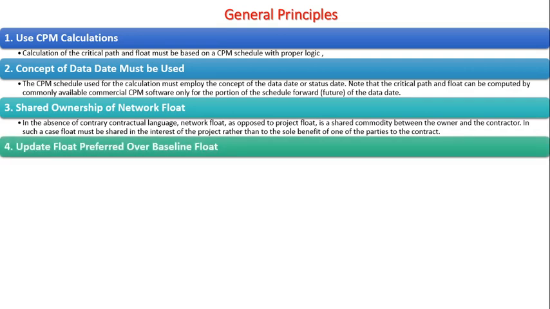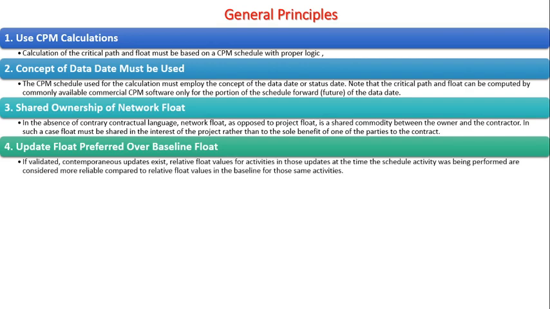4. Update float preferred over baseline float. If validated, contemporaneous updates exist, relative float values for activities in those updates at the time the schedule activity was being performed are considered more reliable compared to relative float values in the baseline for those same activities.